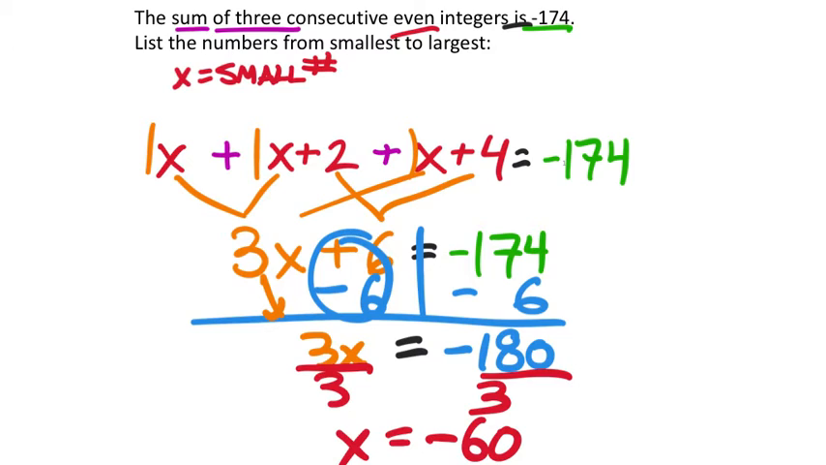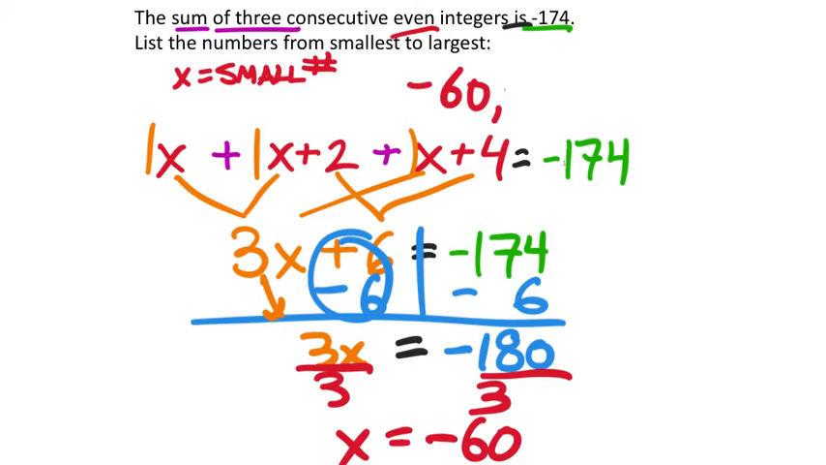Now, I did say earlier, you got to be careful with those negative numbers because students have a tendency to be like, well, negative 60, and then negative 62, and then negative 64. Okay, if you do that, you've just shown 2 numbers that are smaller than your smallest number. In fact, if you were to check this, it wouldn't work, right? Because negative 60 plus negative 62 plus negative 64 would be negative 186. Yeah. The negative thing is what we got to be careful about.